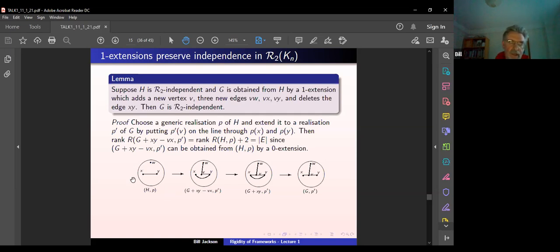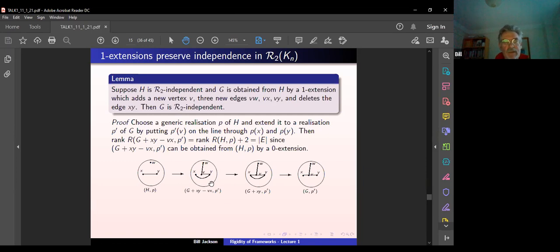So the construction is the two end graphs in the figure. So this is H, and this is G, and I get G by deleting the edge XY, adding the vertex V, and edges from V to X, V to Y, and V to W. So to prove this, we go through two intermediate frameworks. So the first thing we do is we add V on the line going through X and Y. And we join V to Y and W and keep the edge XY.